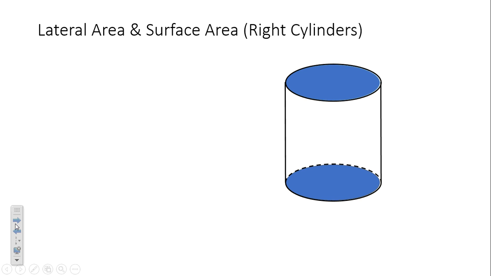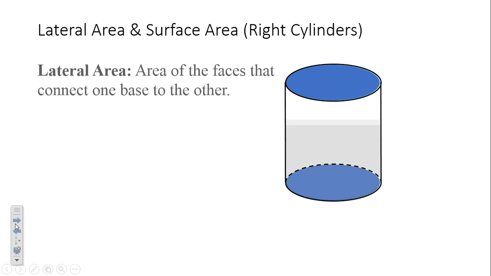If we tore that label off and measured it, that's what we're talking about when we're talking about the lateral area of the can or the cylinder. And when we add the two bases to it, that's what we're talking about when we want to know the whole surface area. Not just where the label is, but the top and the bottom as well. How much aluminum are we using to make that can? So our formulas will translate nicely.